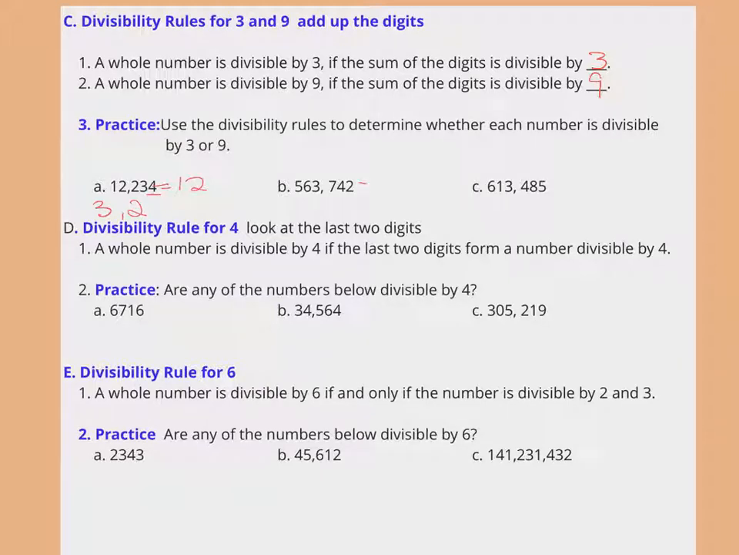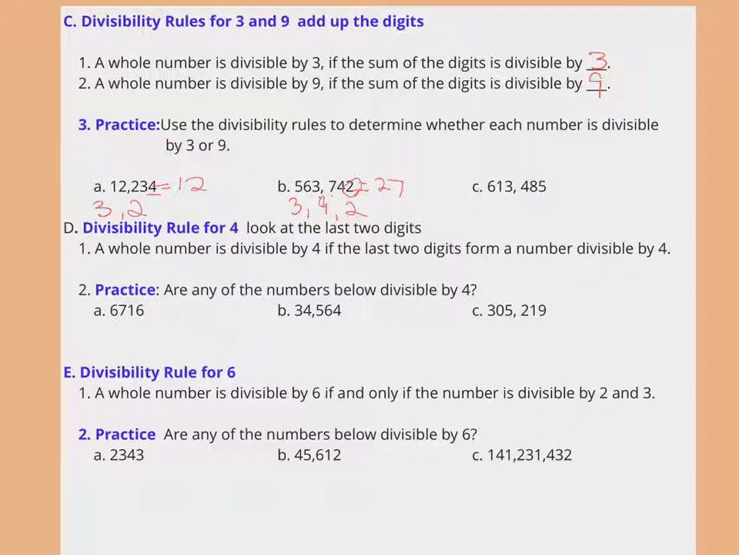In B, I'm going to look at the number 563,742. I want to add up those digits, so I have 6 plus 7 is 13, plus 3 more is 16, plus 6 more is 22, plus 5 more is 27. So for this number here, I know that 27 is divisible by 3, 3 times 9, and it's divisible by 9. So this number here is divisible by 3, it's divisible by 9, and if I look at my ones place, it's an even number, so I can throw in that it's divisible by 2 as well.